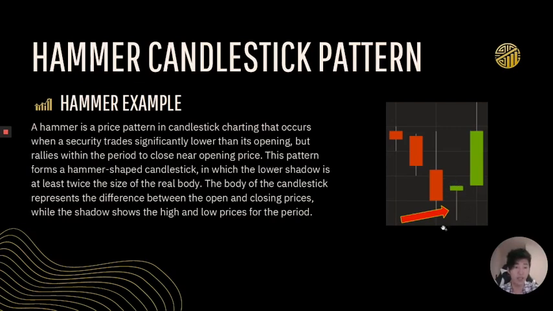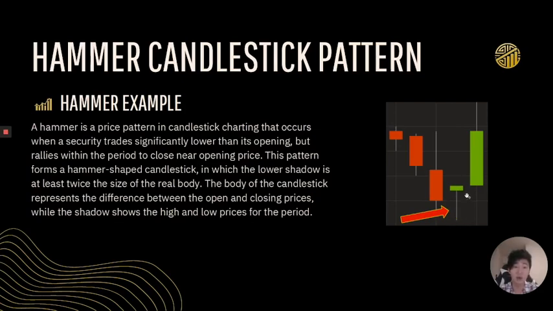It looks literally like a hammer. You see a tiny little real body, and then you don't hardly see an upper shadow or upper wick. You will see a long lower shadow, meaning it literally is going to look like a hammer, right? You got a nice little looking hammer candlestick.